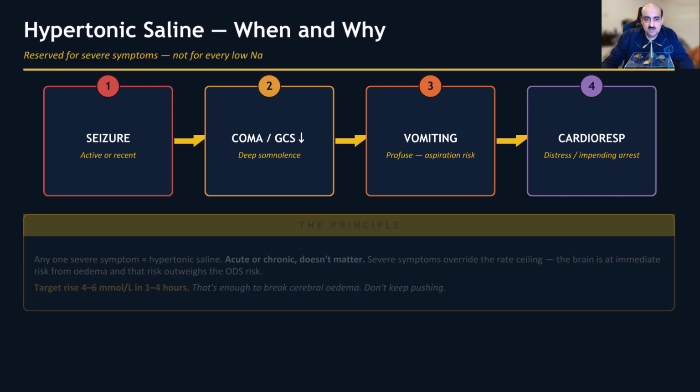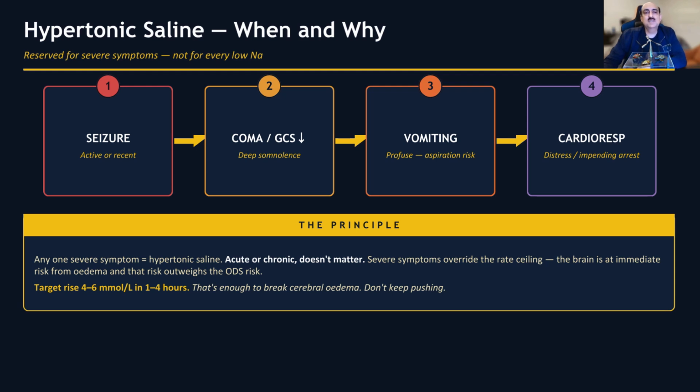There are 4 indications. Number 1, active or recent seizures. Number 2, coma or deep somnolence with falling GCS. Number 3, profuse vomiting with aspiration risk. And 4, cardiorespiratory distress or impending arrest. Any one of these indications is enough.